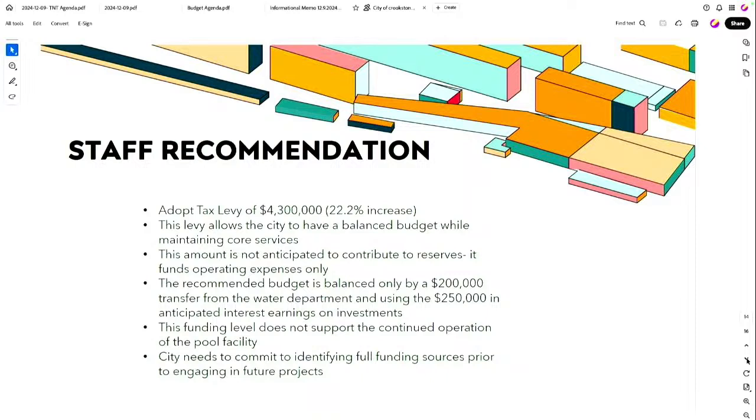The recommended budget is balanced only by taking a $200,000 cash infusion from our water fund and by taking $250,000 in anticipated interest income from the city's investments from our fund balances, from our reserves. We're not tapping into our reserves, but we are taking the interest that we're earning from that. At $4.3 million, it does not support continued funding of the operation of the pool.